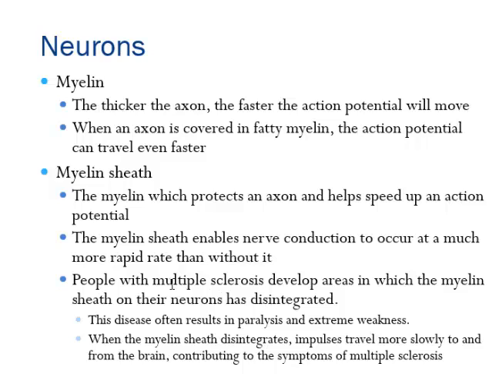People with the disease MS or multiple sclerosis develop areas in which the myelin has disintegrated, which means that the impulses moving around through the neurons are not going to be able to move as quickly or as efficiently. And that's why it can result in paralysis or weakness, because the impulses are not going to travel around the body as efficiently as they otherwise would be able to do so.